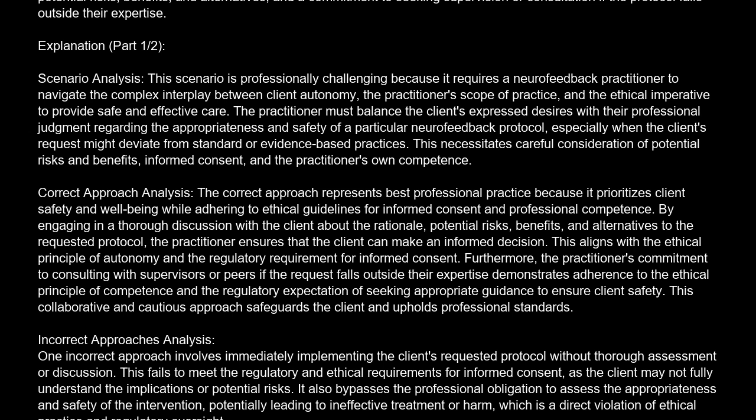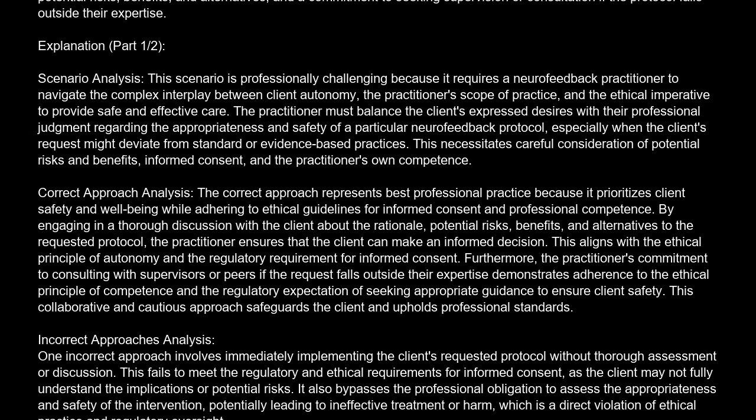Explanation. Scenario analysis. This scenario is professionally challenging because it requires a neurofeedback practitioner to navigate the complex interplay between client autonomy, the practitioner's scope of practice, and the ethical imperative to provide safe and effective care. The practitioner must balance the client's expressed desires with their professional judgment regarding the appropriateness and safety of a particular neurofeedback protocol, especially when the client's request might deviate from standard or evidence-based practices. This necessitates careful consideration of potential risks and benefits, informed consent, and the practitioner's own competence.